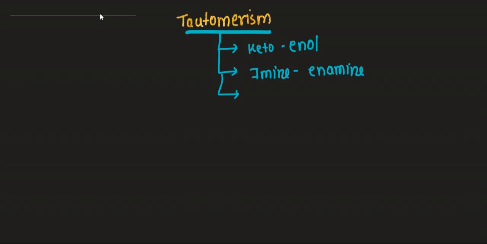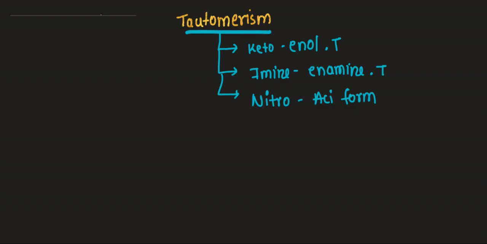Generally, there are total three categories of tautomerism. One is keto-enol tautomerism, the next one is imine and enamine tautomerism, and the last one is nitro and aci-form tautomerism.